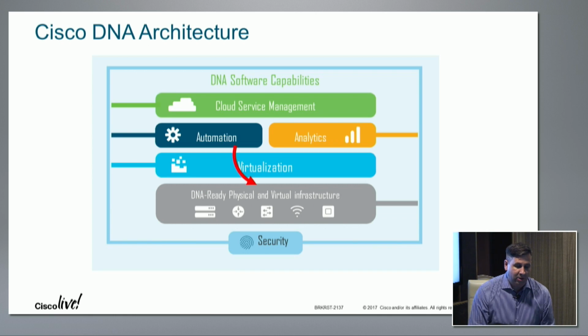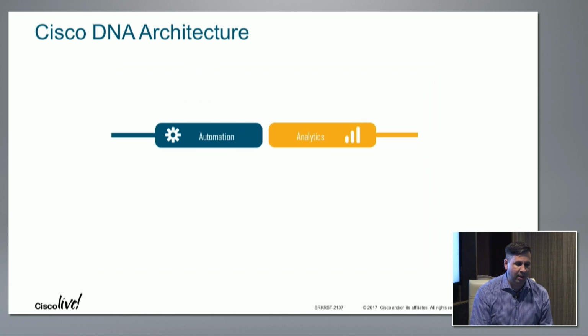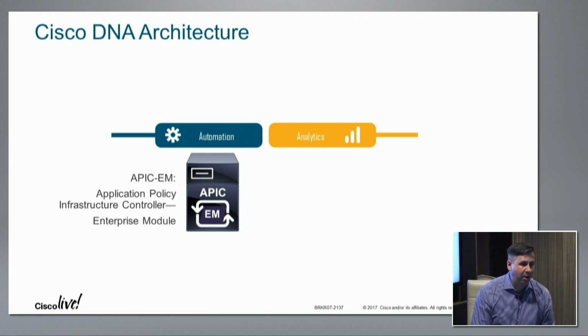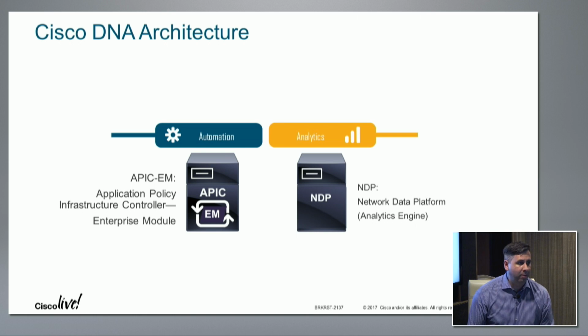Within the DNA architecture, the role of the automation platform is to talk to the infrastructure. The role of the analytics platform is to listen to the infrastructure and then to correlate back to the intent. So a closed loop is what we're building here. Our primary automation platform is APIC-EM, the controller. We're building a platform called Network Data Platform. It's our analytics engine. Internally, we call this Tesseract.